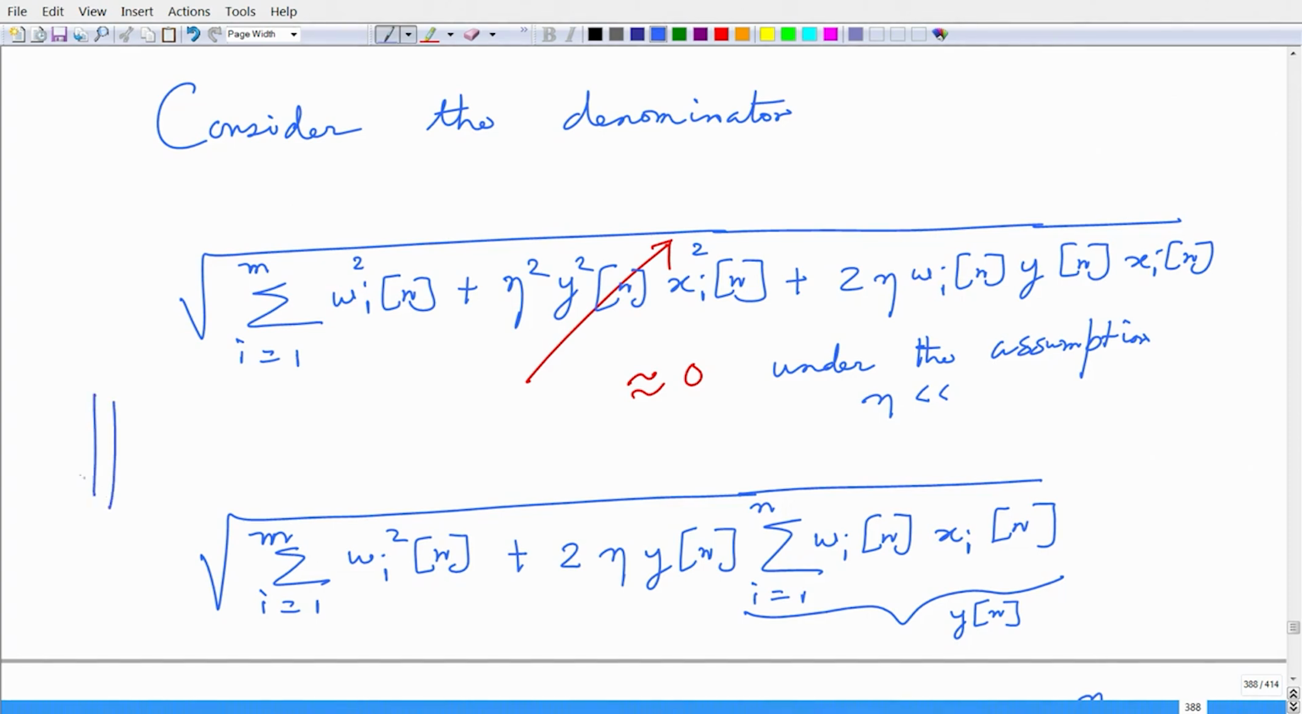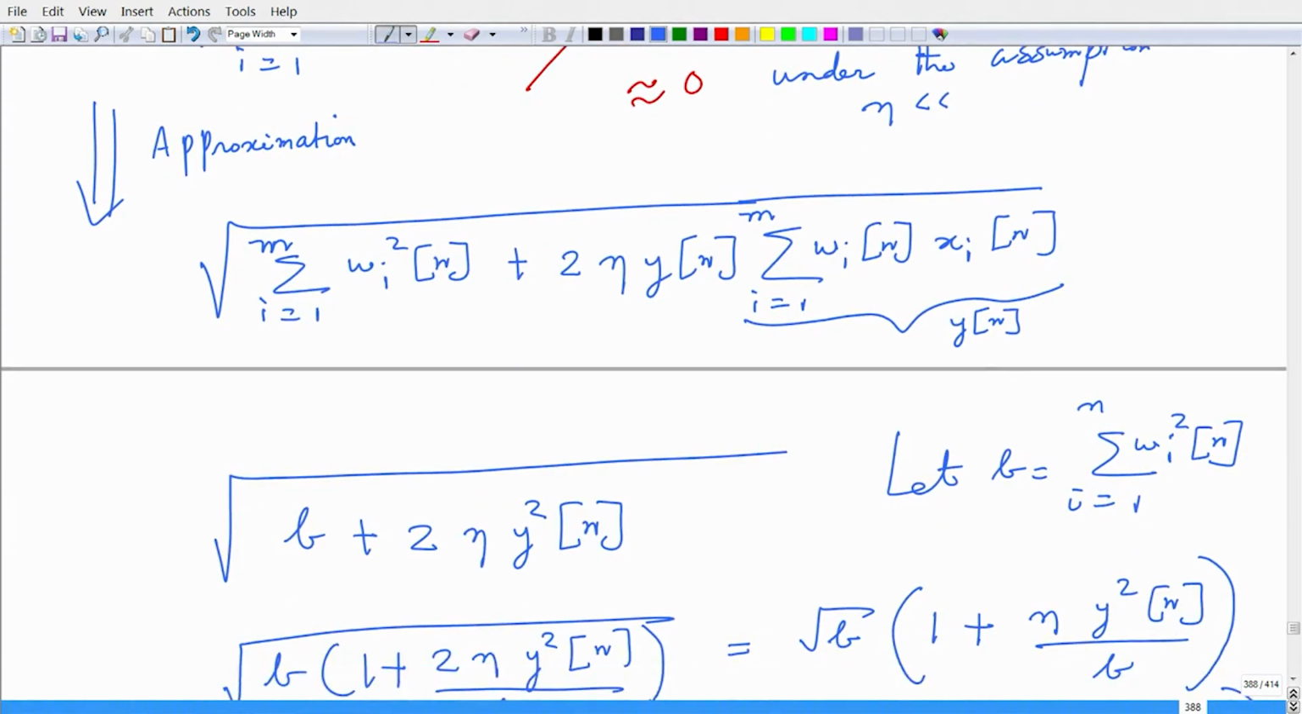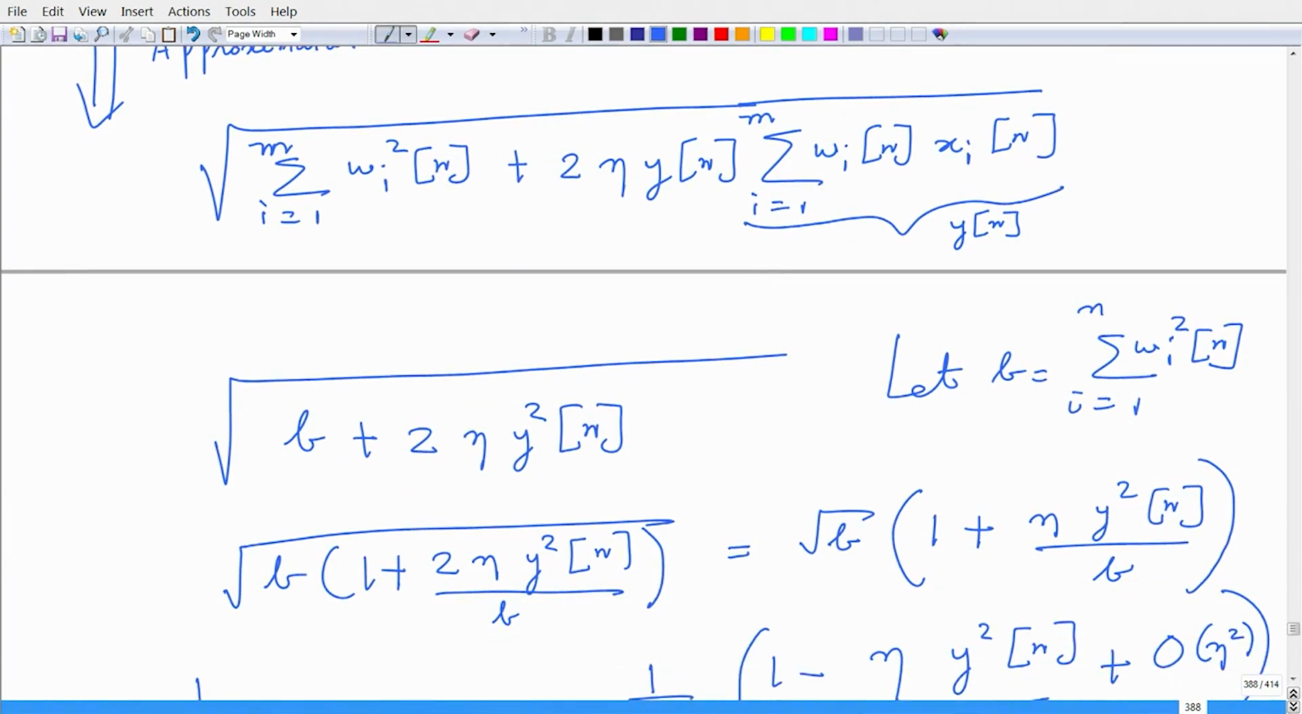Now, let us break this sum into two parts. On one side I have summation i equals 1 to m of wi square of n, and on the other side I have 2 eta times y of n, and the summation goes from i equals 1 to m. Okay. So, doing this algebra, let us do this carefully.